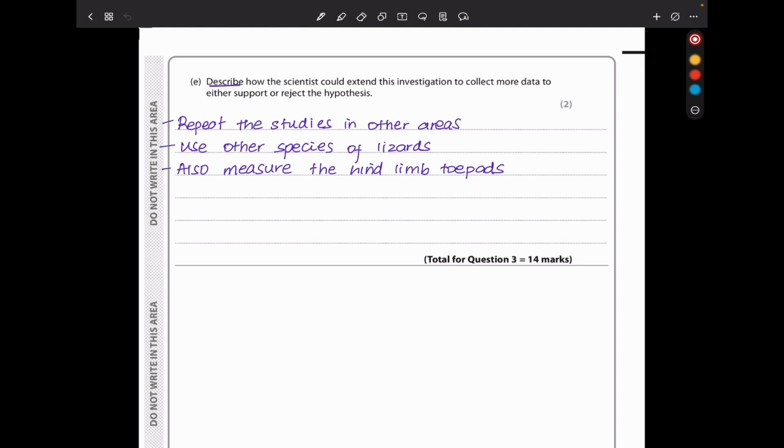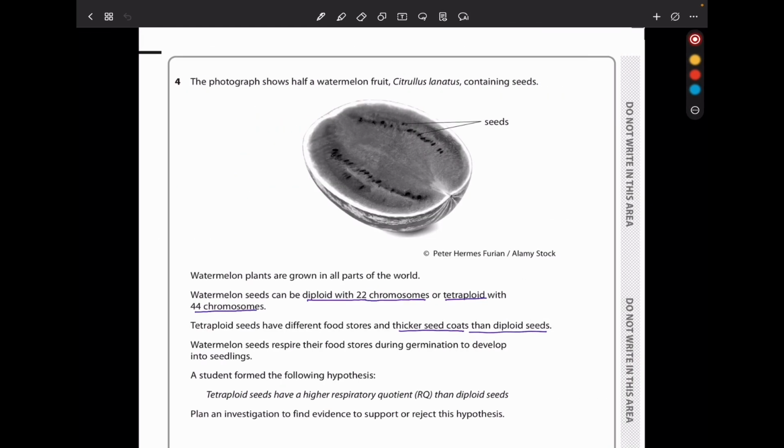So this brings us to the end of question 3. Let's continue to question 4. Question 4. The photograph shows half a watermelon fruit containing seeds. We can see the seeds in the watermelon.